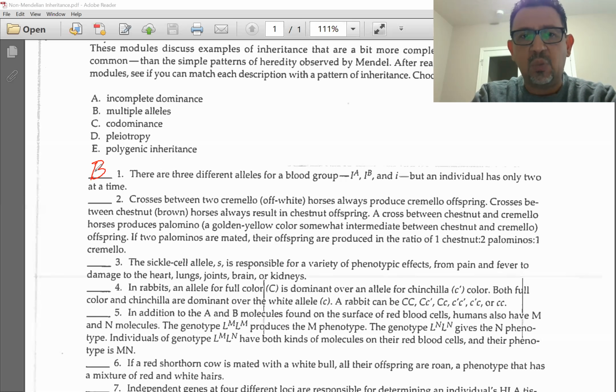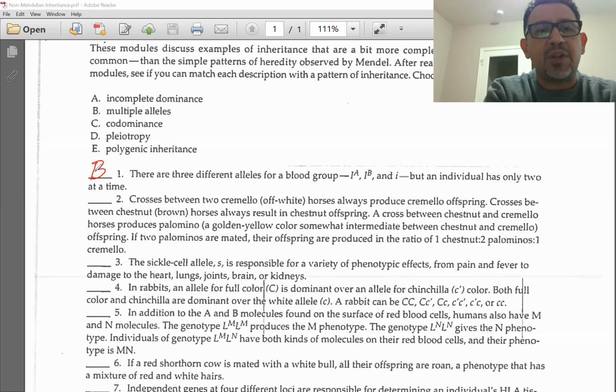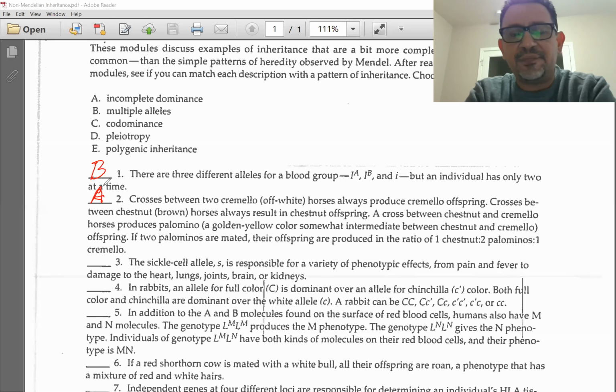In other words, when this cremello off-white horse is crossed with a brown one, the offspring are not off-white. Cremello is not dominant over chestnut. The offspring are not brown either. Chestnut or brown is not dominant over the cremello. Instead, the offspring are this palomino or golden yellow type of color. So that is an indication that the process at work here is the one we call incomplete dominance, and that's the letter A in the list that you have.